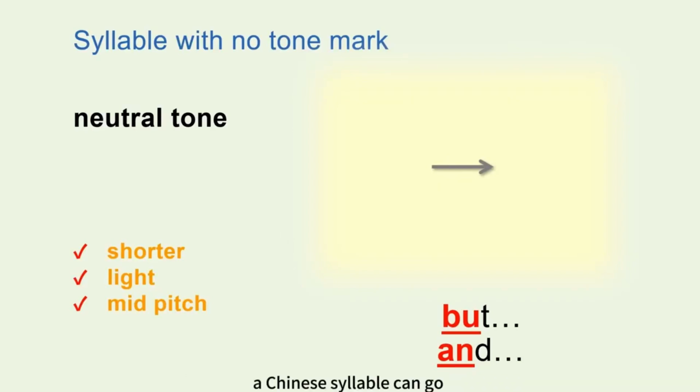We just learned all of the four Chinese tone marks. But sometimes a Chinese syllable can go without any tone mark on its vowel. This is called toneless or neutral tone. A syllable without any tone mark is usually shorter, light, de-emphasized, and at the mid-level of your pitch range.